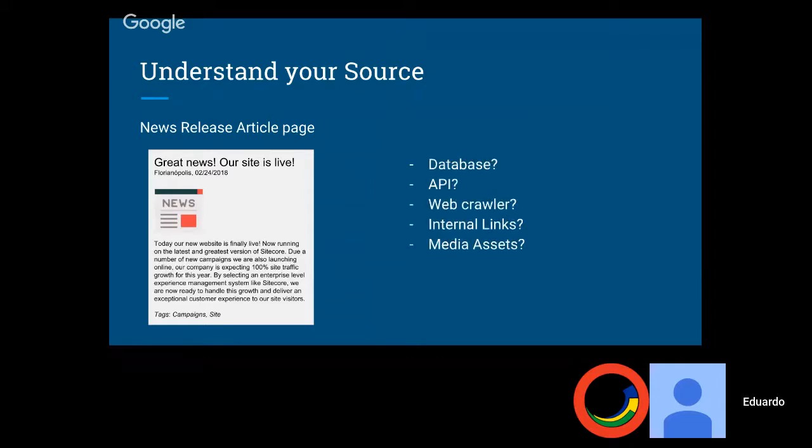In order to understand your source, you need to know, where is this page coming from? Is it live in a database? Is there an API? Do I need to write a web crawler to get that content? What should I do about the internal links? What should I do about the media assets that are in this website? How do I retrieve them? Should I do a mass download first, and then an upload of everything, or is it possible to go directly to the source and get all those media assets and upload to Sitecore from there? So understanding your source is really, really very important, crucial on the planning phase for your automated migration.